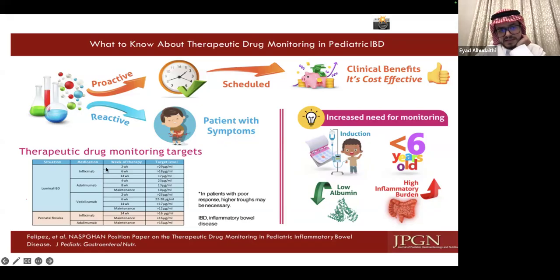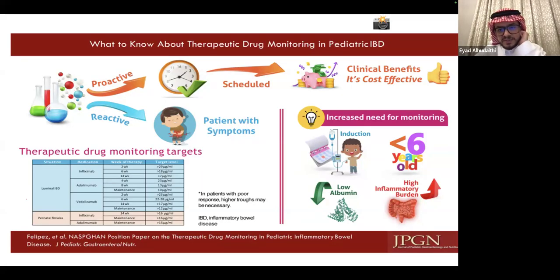And this is the suggested therapeutic drug monitoring target. You can take a screen capture of it. For infliximab, adalimumab, vedolizumab, and for perianal fistula, we usually like a higher level. So in my practice, we usually do the TDM during induction, before the third and fourth dose. Before the third, we like it to be more than 25, and before the fourth, we usually like it to be more than 20.